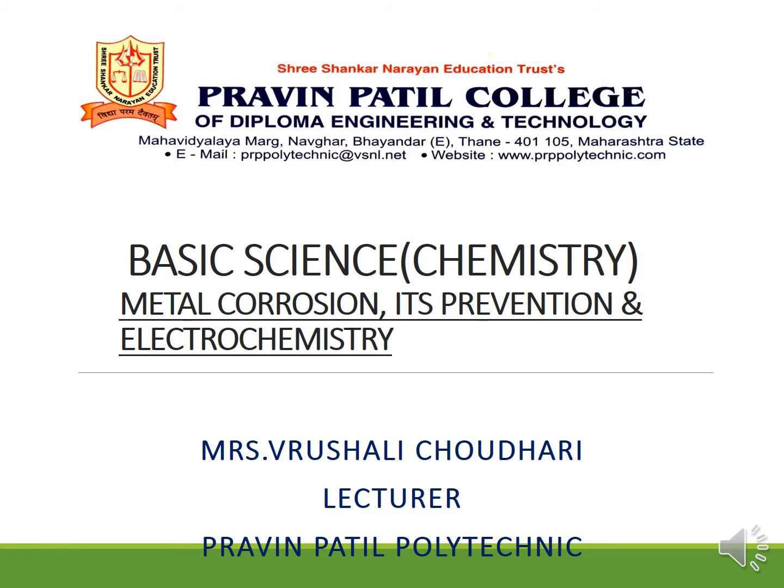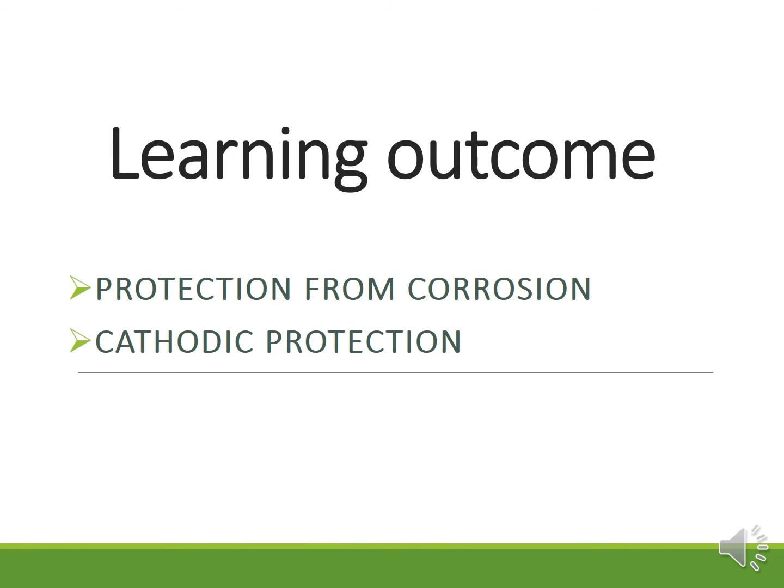Today we are going to learn metal corrosion and its prevention. That's chapter 2, basic science, chemistry. The learning outcome of this video is protection of metal from corrosion. In that, we are going to learn cathodic protection.